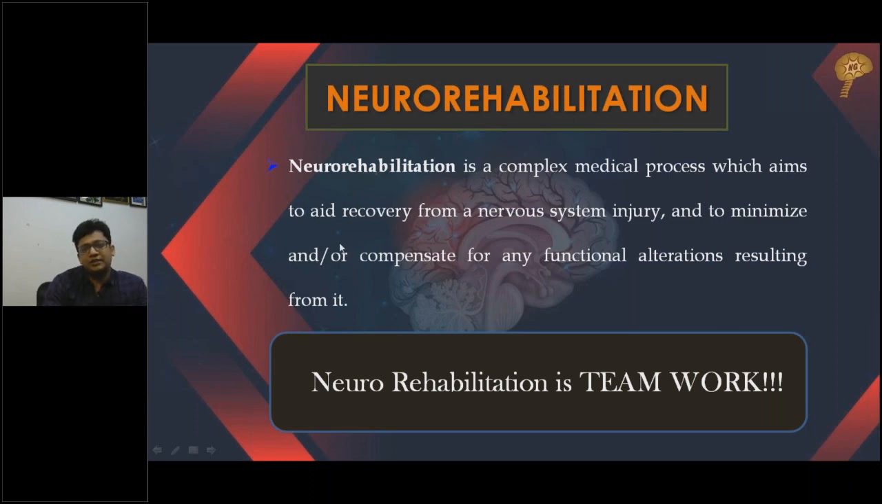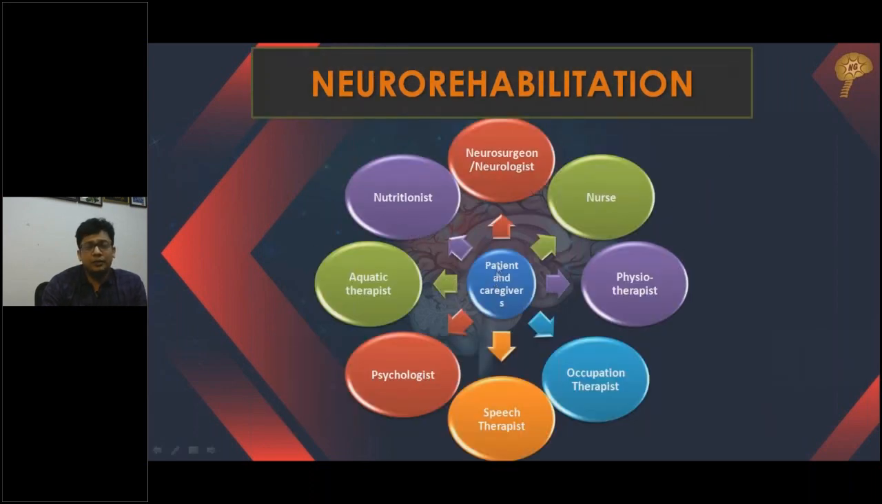So neuro rehabilitation is a complex medical process which aims to aid recovery from a nervous system injury and to minimize or compensate for any functional alteration resulting from it. Neuro rehabilitation is always teamwork. So it is a multidisciplinary approach. Here's the patient. The patient has to be treated by the neurologist, the neurosurgeon, the nurse, the physiotherapist, the occupational therapist, speech therapist, psychologist, aquatic therapist, and nutritionist. So it is a multidisciplinary approach.